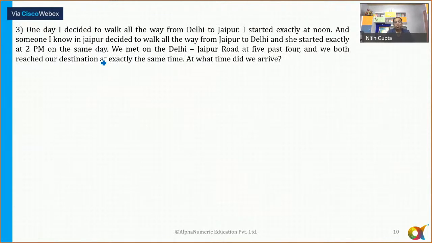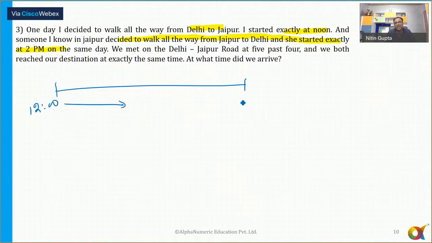It says, one day I decided to walk all the way from Delhi to Jaipur. I started at noon, and someone I know in Jaipur decided to walk all the way from Jaipur to Delhi, and she started exactly at 2 p.m. on the same day. So I can say there are two persons. One person started at 12 o'clock, another person started at 2 o'clock, and they meet at some point.